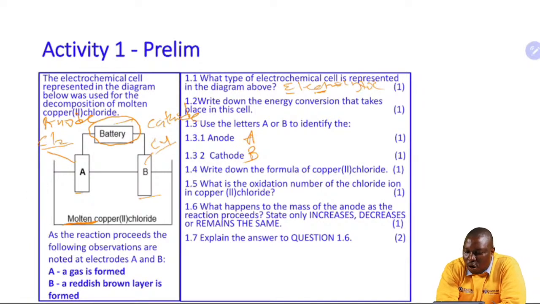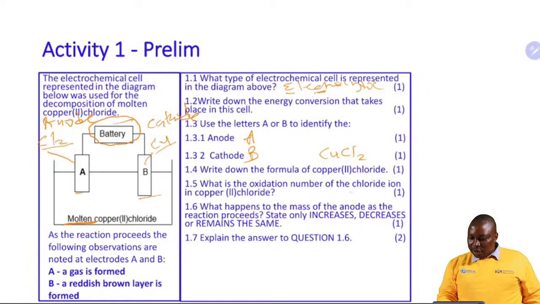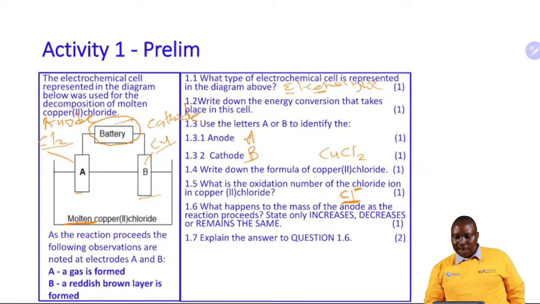Write down the formula of copper(II) chloride. It's important that you know how to write copper(II) chloride. You can see in the whole question there is no formula given, so you write CuCl2. What is the oxidation number of the chloride ion? In copper(II) chloride, chlorine is a group 17 element, so you have Cl-, 2 Cl- there. That gives you the oxidation number, which is negative 1.